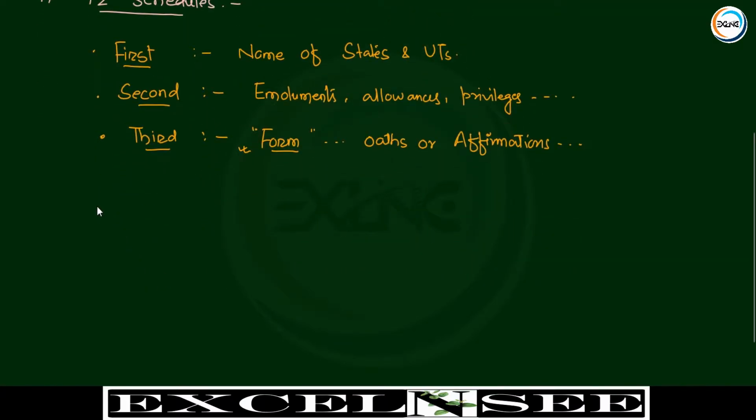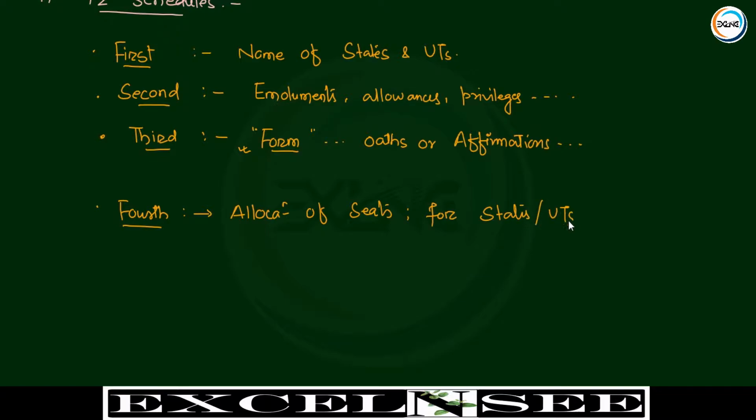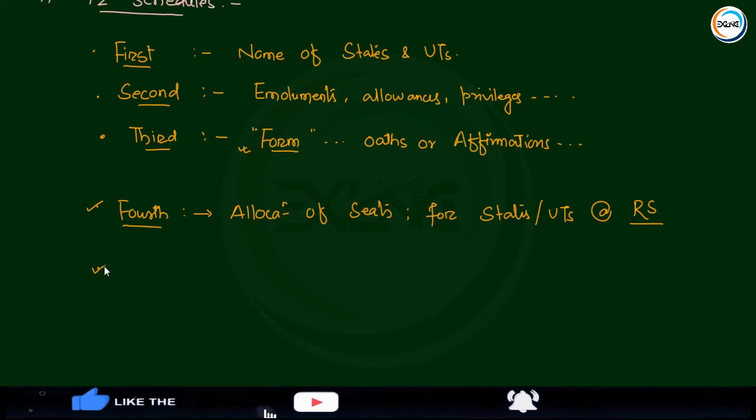Now the fourth schedule. That is important. That is the allocation of seats for states and union territories in Rajya Sabha. Okay, राज्य सभा में कितने सीट्स किस स्टेट को, यूनियन टेरिटरी को एलोकेट होंगे, all are given where? In the fourth schedule.